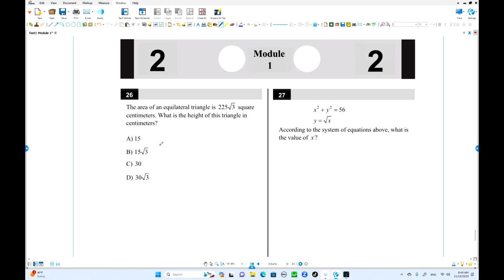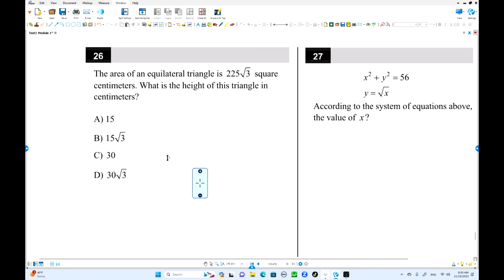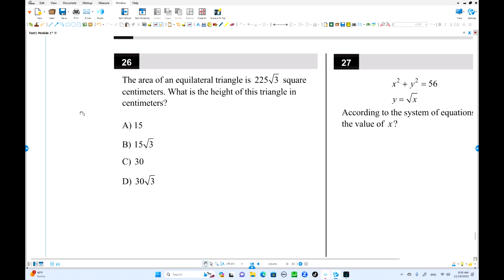Here we go, number 26. The area of an equilateral triangle is 225 root 3. Okay, what is the height of this triangle? This is an equilateral triangle, so all sides have the same length s. What's the height of it? This is 60 degrees, which is a special right triangle, right? If this is s, this is s over 2, half of that. This one is what? S over 2 root 3, isn't it?